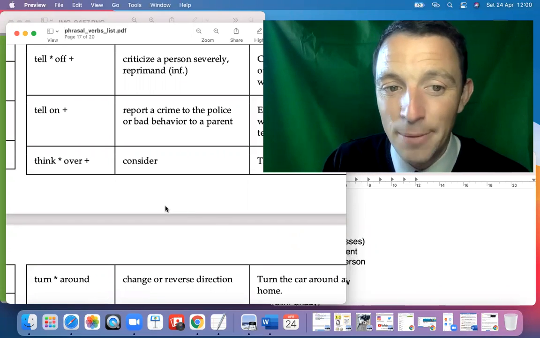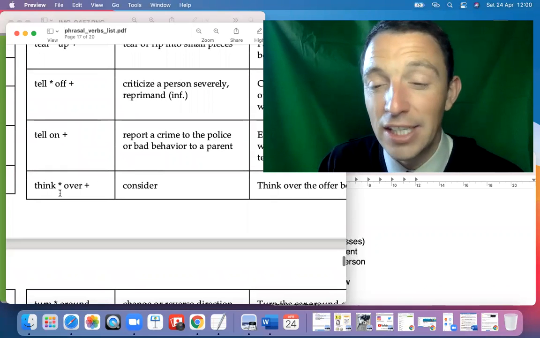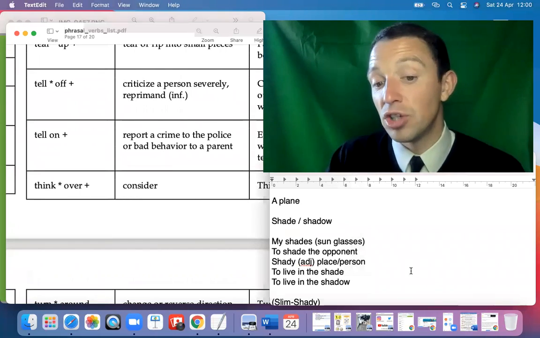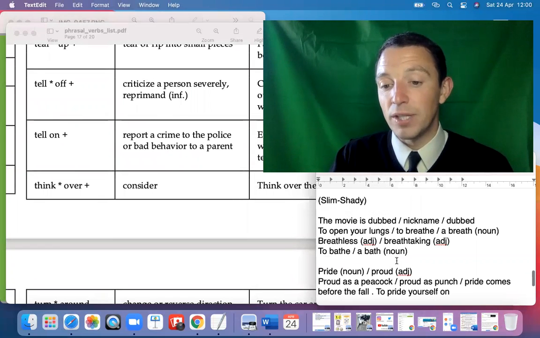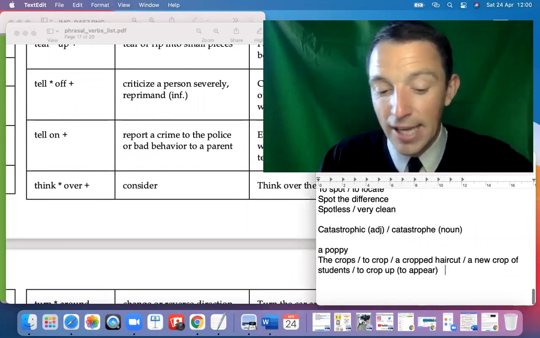Okay. Today, I think we will continue with the verb to think. So again, we have a lot of possibilities with phrasal verbs with to think. And I'm just going to move the text here.